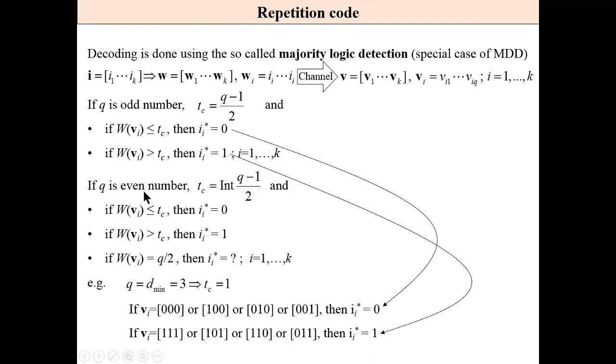If q is an even number, then in case the weight of the received word is q divided by 2, we don't know whether it is 0 or 1. We have detected the fault but not corrected it. It is impossible to correct.